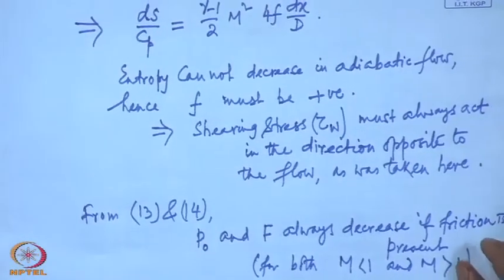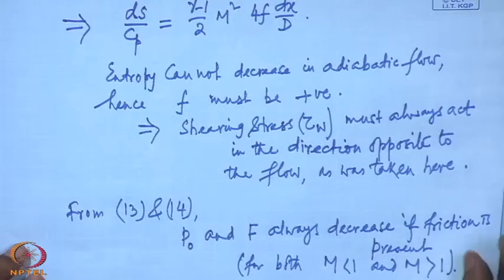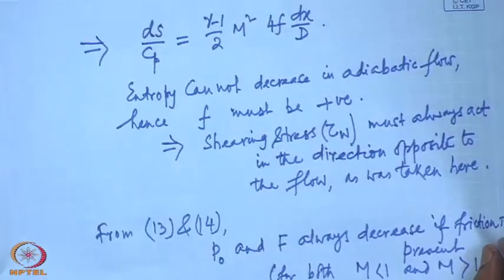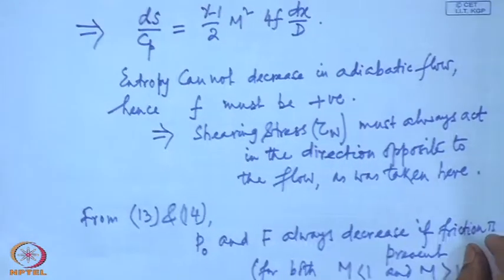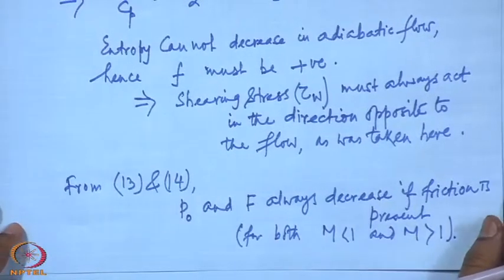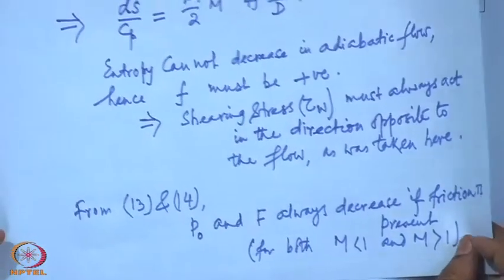And this implies that wall friction will reduce the effectiveness of all types of flow machinery, and it will also reduce the thrust that can be obtained from the jet propulsion device or the jet nozzle. Of course, a jet nozzle is not a uniform area duct. However, this behavior remains the same, that is the presence of friction will always reduce the thrust that can be obtained, and it also reduces the effectiveness of all types of flow machineries.